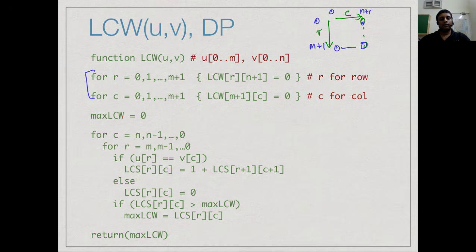Now remember the goal is to find the maximum position in the entire array in order to give the answer finally. So we'll just keep track of that with a value here. We'll initially assume that the maximum common word is of length 0. Now we just go column by column, row by row. So we go for each column from n to 0, and in each column we go row by row from bottom to top, m to 0. We look at the word position R and position C. Is U of R equal to W of C? If so, I add 1. This should be W, by the way, not S.